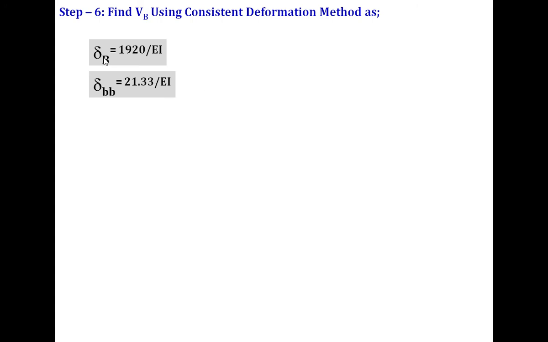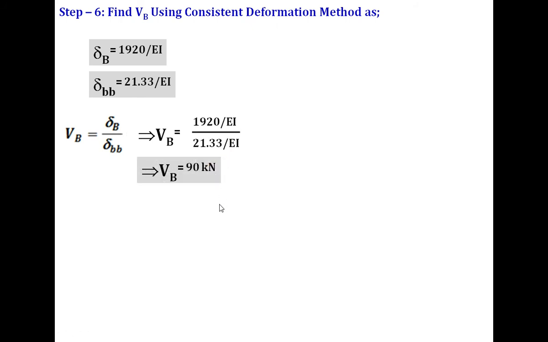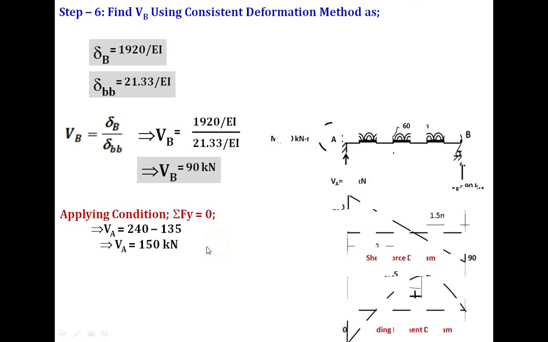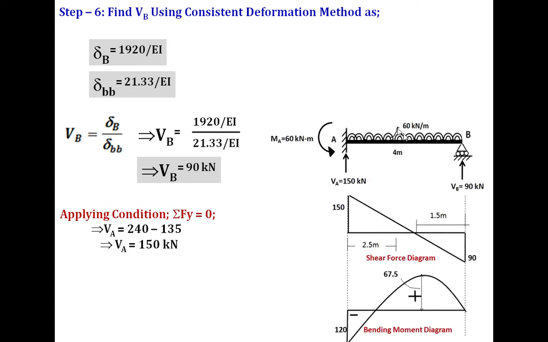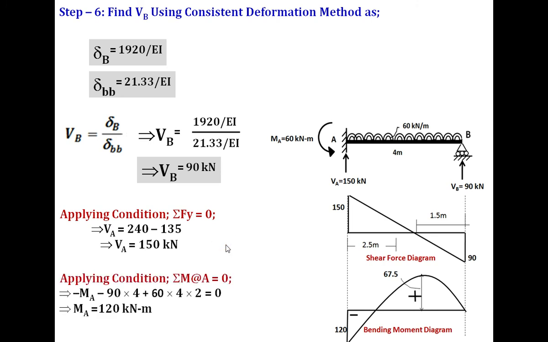So now we have got delta B as 1920 and delta BB as 21.33, and when we take the ratio we get VB as 90 kilonewton, and by applying sigma Fy equal to 0 we can get VA. The total downward load is 60 into 4, 240. From that, if we remove 90, it will become 150. So this is 90, and there is a small typo here.